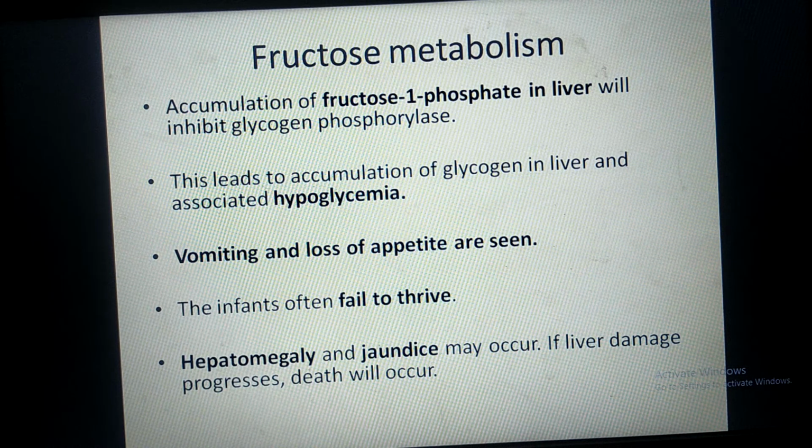He may also have vomiting, loss of appetite, failure to thrive, meaning his growth is hampered, and accumulation of fructose 1-phosphate in the liver leads to hepatomegaly, that means increase in the size of the liver. At the same time, liver cells are damaged and the patient will have jaundice. If this damage is progressive, then death will occur.